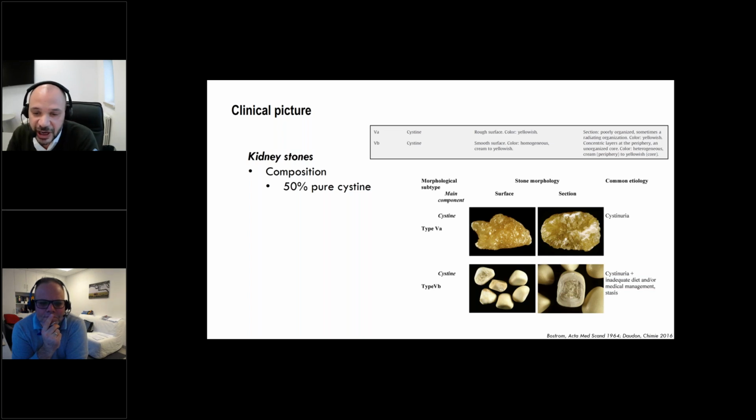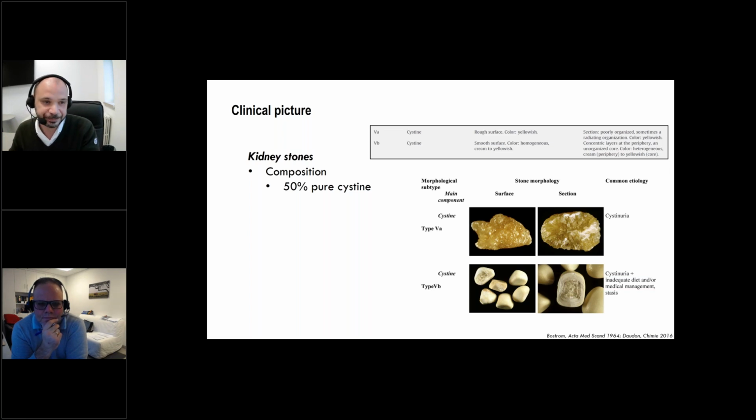Both of them have a yellowish color. The difference is that for type 5A, the surface is relatively rough and the inside of the stone is poorly organized, whereas type 5B has a smooth surface and it shows layers of material at the periphery with an unorganized core. And according to these authors, this latter type of stone is typical of cystinuric patients with inadequate medical management or with urinary stasis.